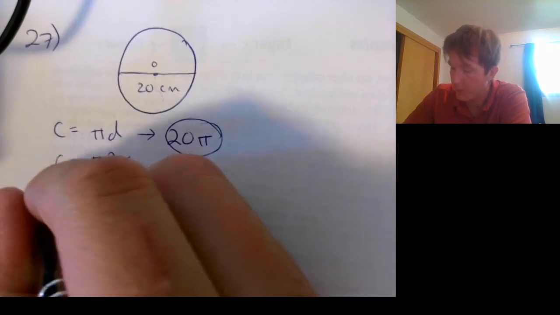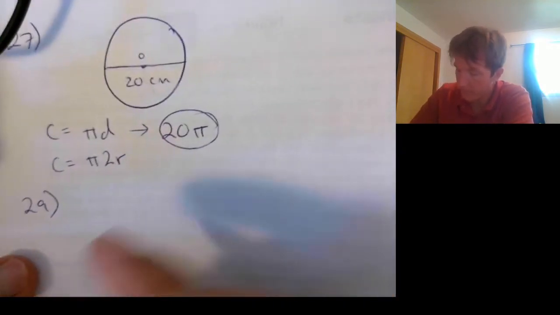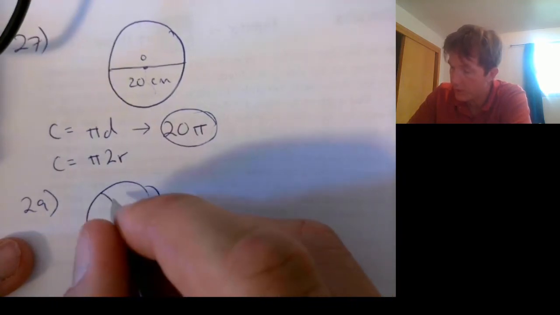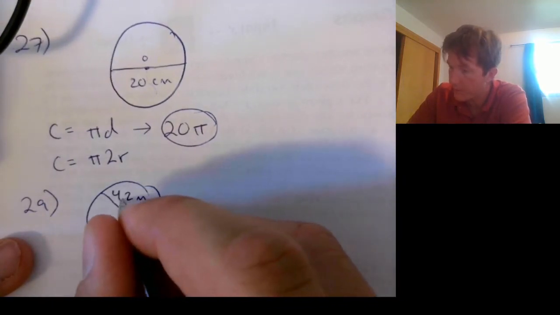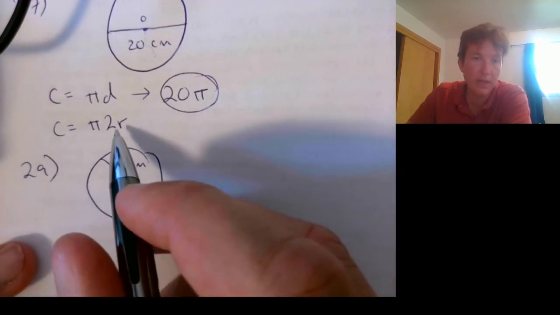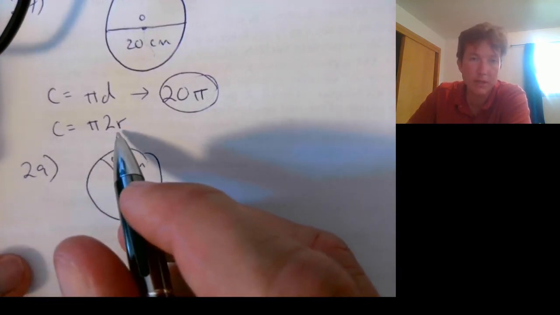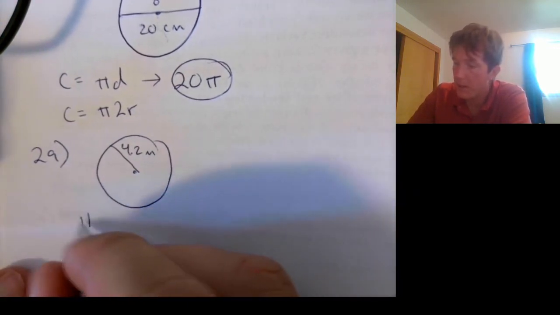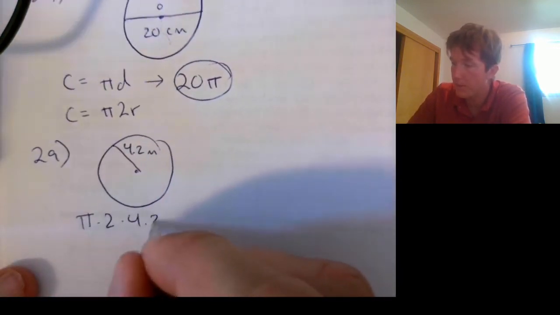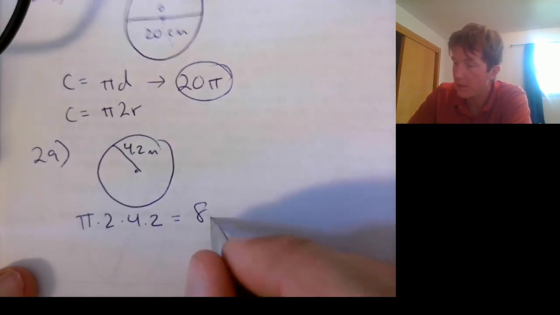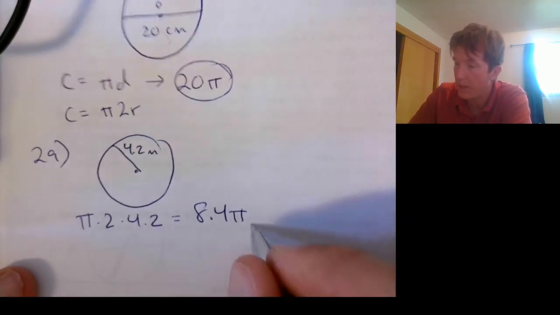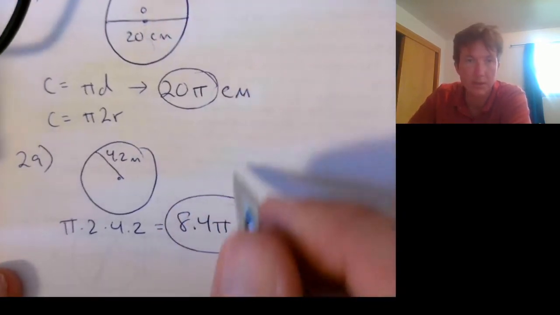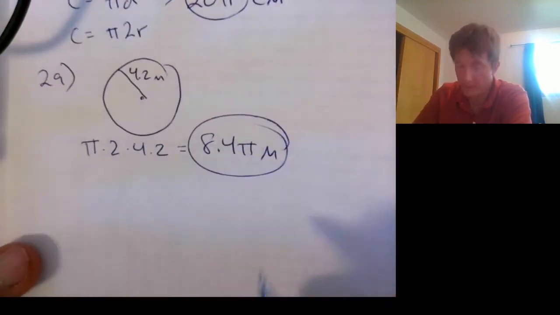Let's do number 29. So our circle here, this time we're given a radius, 4.2 meters. Since we have the radius, I have to use the bottom equation, pi times 2r, or 2 pi r. So this will be pi times 2 times 4.2, which is 8.4 pi meters. I forgot the units up here. This was centimeters. This will be meters.